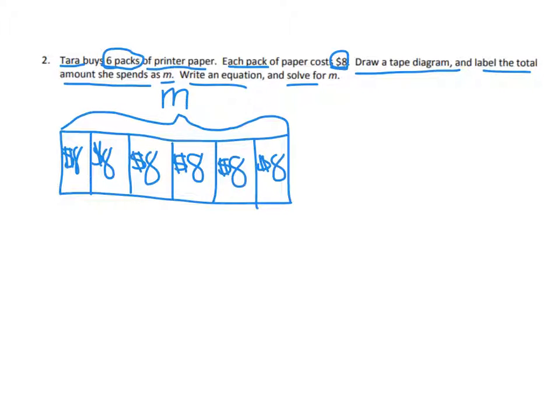So what would I do here to figure out the total? First I have $8. I am repeatedly adding 8 6 times for the 6 packs of paper, and the unknown is equal to M. So go ahead and solve. What is $8 times 6? Don't forget to write your number train if you're not sure. So let's count by 8s.